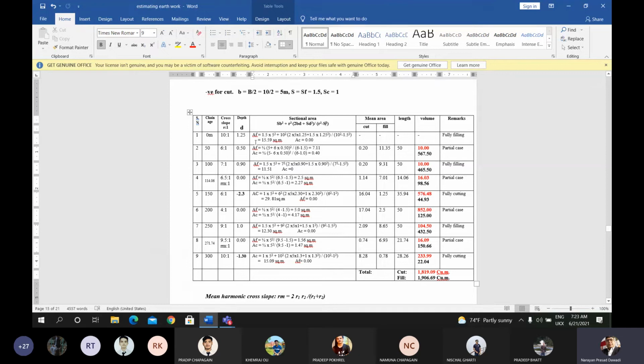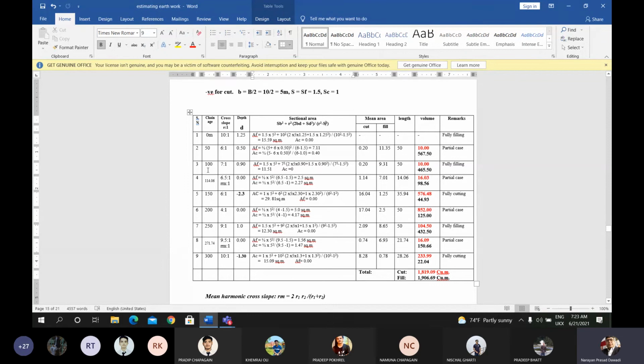You will get the area of filling of 15.59 square meter here. By calculating using the formula, the area of filling is calculated as 15.59 square meter. But this is a fully filling case, so the area of cutting will be 0. Okay, fully filling, so the filling area is here, and the cutting area is 0 automatically.